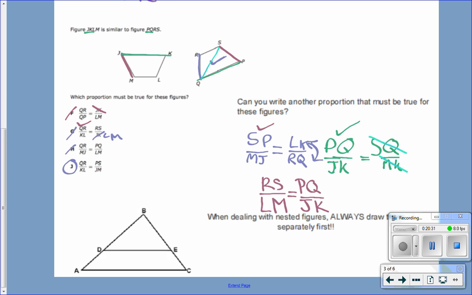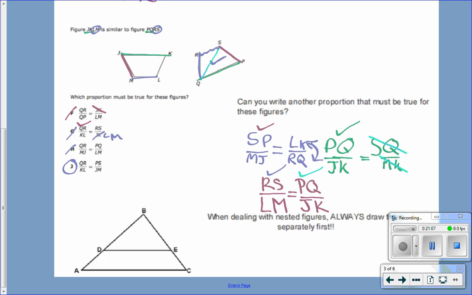Let's hope the red one's a correct proportion. Let's look at it. RS, we have not highlighted RS, corresponds to LM. RS, LM, good. Y'all are great at getting the first one. PQ, and do we already have that one highlighted? Yeah, that's check. Green. So PQ corresponds to JK. Yay! Big clap. 1, 2, 3.